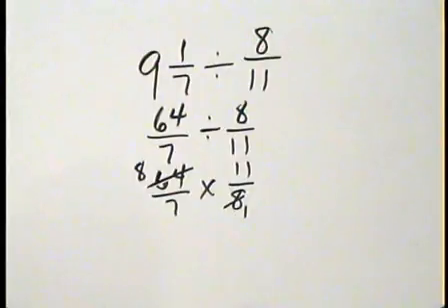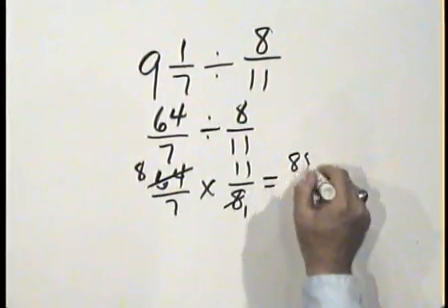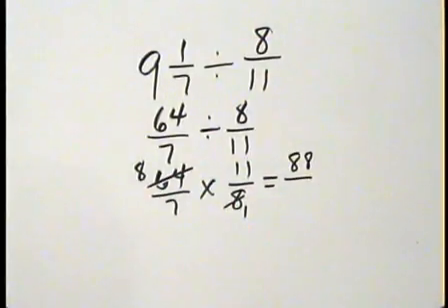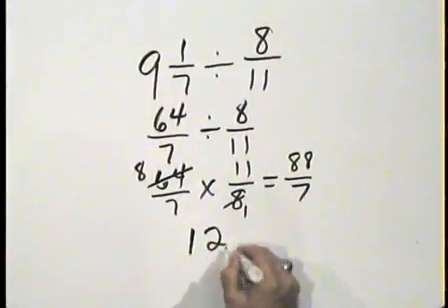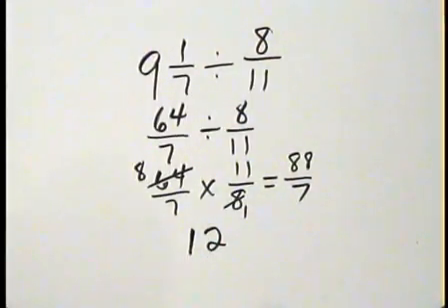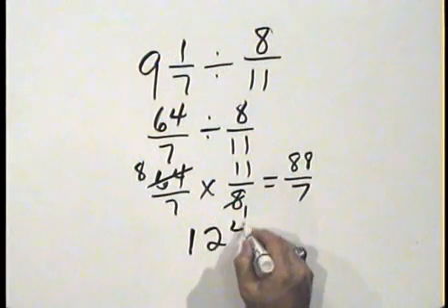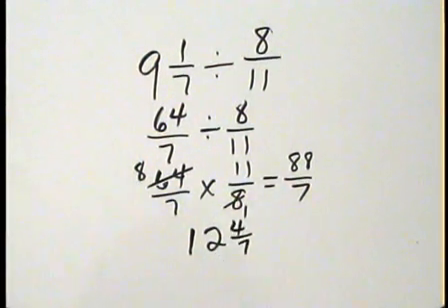And now we multiply across. 8 times 11 is 88. 7 times 1 is 7. 88/7 is an improper fraction, and we're going to have to simplify. Well, let's see. 7 goes into 88 12 times. 12 times 7 is 84. We have a remainder of 4, so 12 4/7 is our answer.